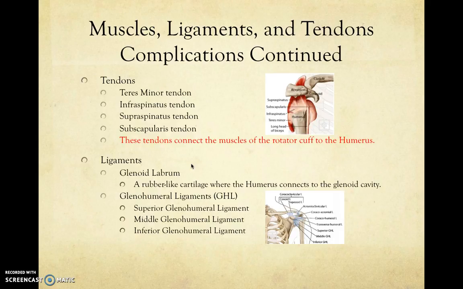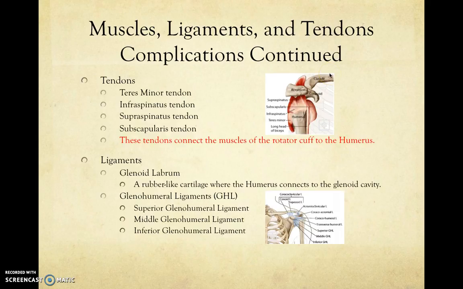Some ligaments are the glenoid labrum. The glenoid labrum is a rubber-like cartilage where the humerus connects to the glenoid cavity. I talked about this earlier. It was that white substance in between the humeral head and the scapula. It cushions the shoulder into the actual socket and can be damaged when the shoulder is pushed in hard.